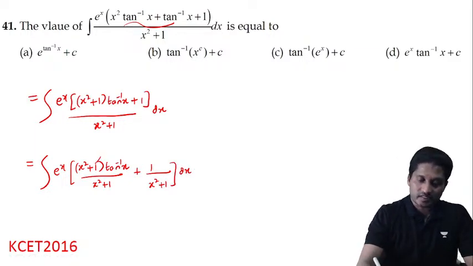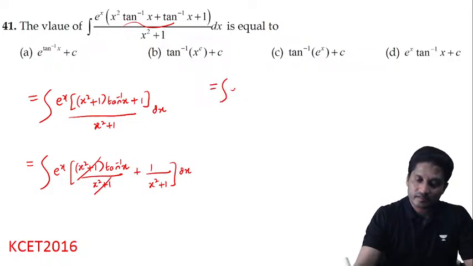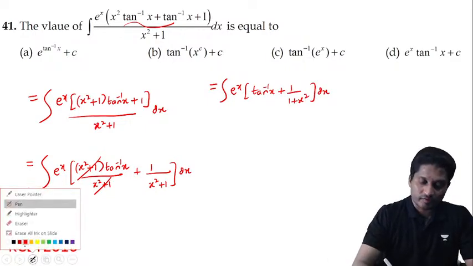Right, now this will cancel. Left out is integration of e power x, so this is tan inverse of x. Okay, and then plus 1 by 1 plus x square, 1 by 1 plus x square dx.